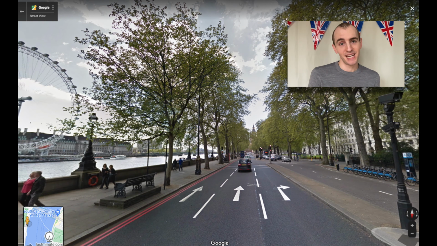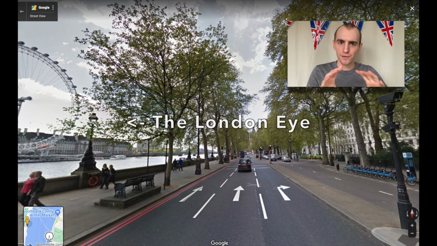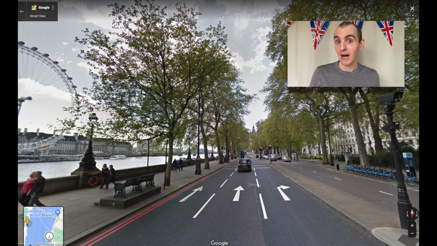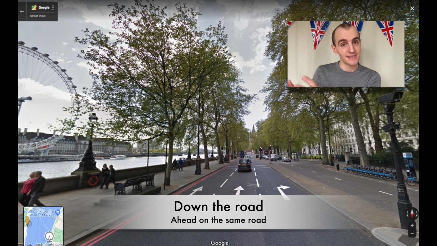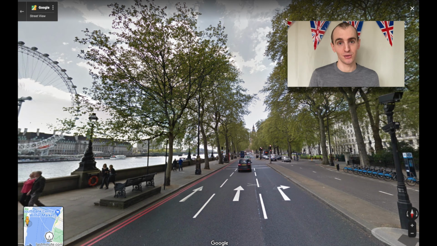So in this picture here, we're right in the centre of London. On the left, you can see, do you know what this is? This is the London Eye. You can see the London Eye on the left, and through the trees, down the road, you can see Big Ben. So this is a good expression, through the trees, down the road. So down the road just simply means further away along the same road, down the road.